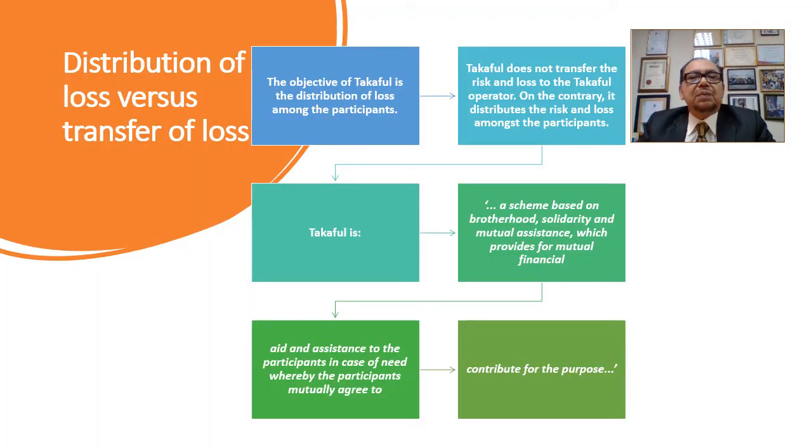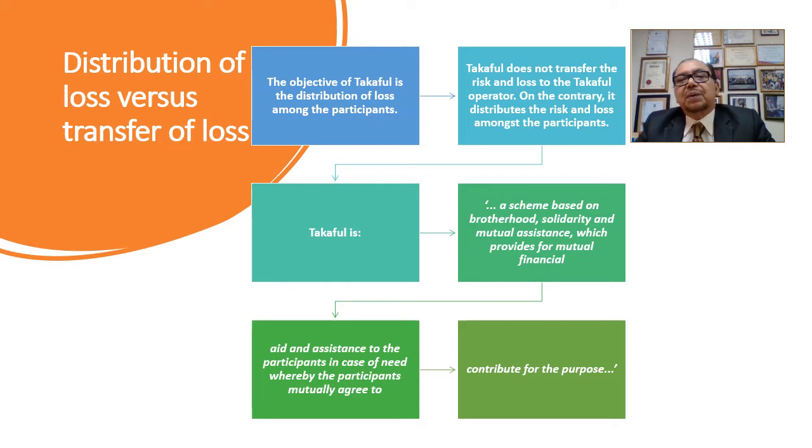So, distribution of loss versus transfer of loss. The objective of Takaful is the distribution of loss among the participants. For example, like I said just now, 5 people, each of you contribute 100 ringgit. We go for a picnic. Suddenly, 2 of you fall and get injured. So the 500 ringgit will be shared by the 2. If only one got injured, then that one will get it. If 3, then 3 will share it. If all 5 of you got injured, then actually you will take back 100 ringgit each. Simple as that only.